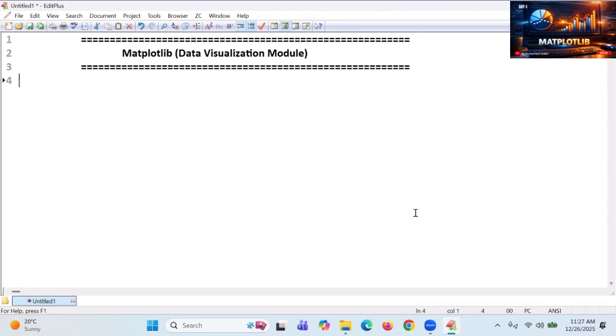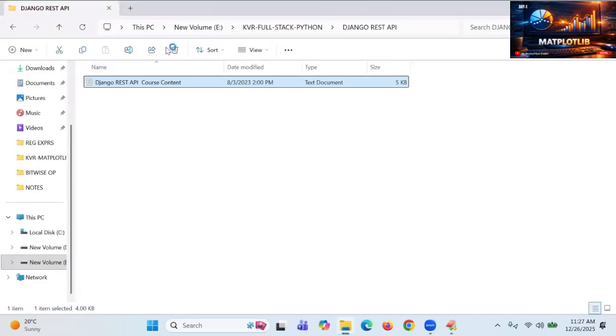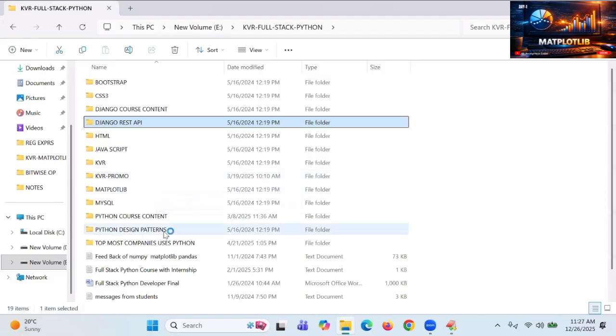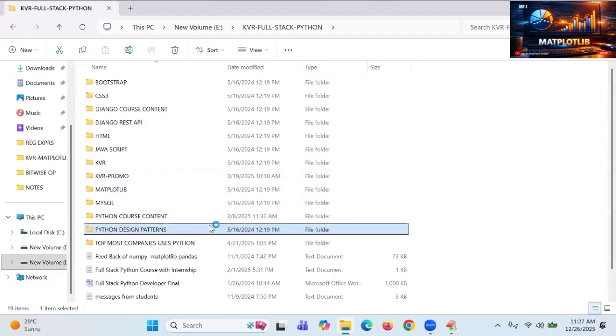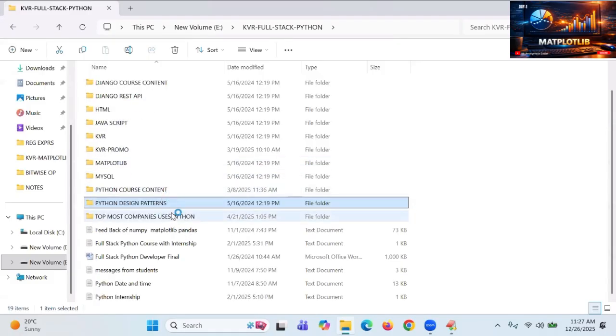SK: Other classes are difficult to understand. Right. Design patterns included in REST APIs? Yes, design patterns included. I will add them and I will teach. Python design patterns are also there. They were all recently added.